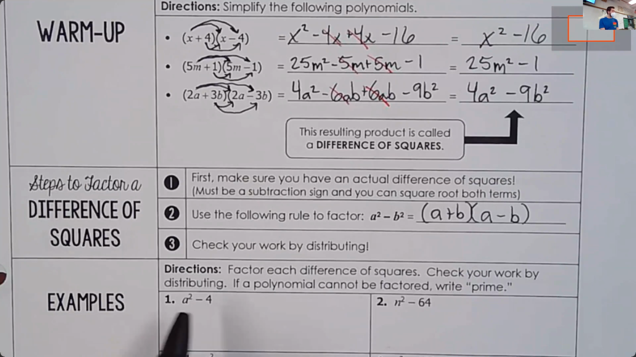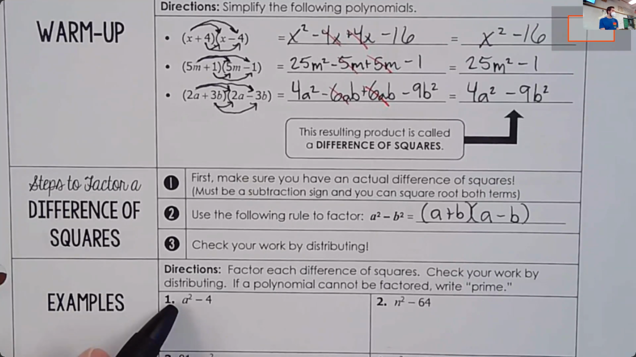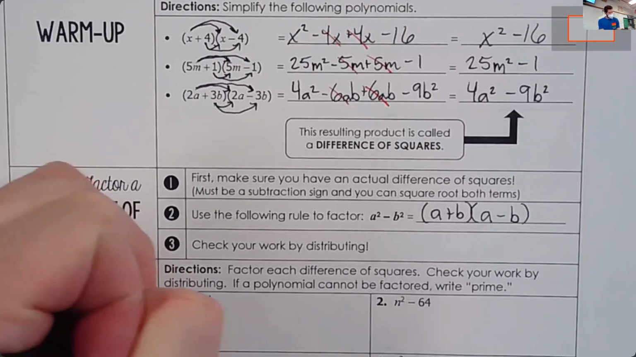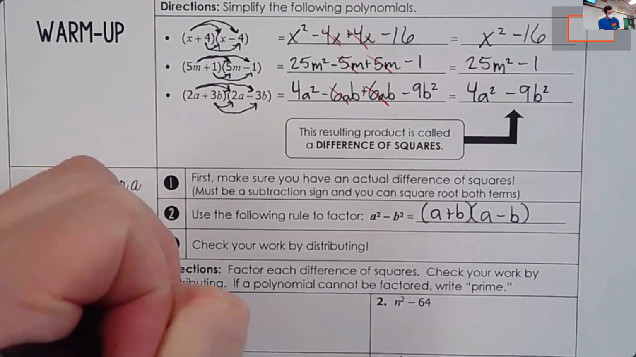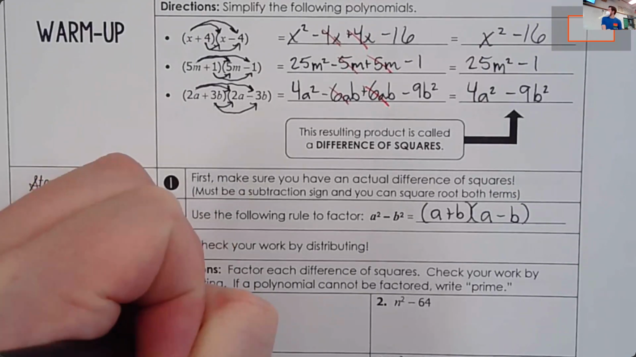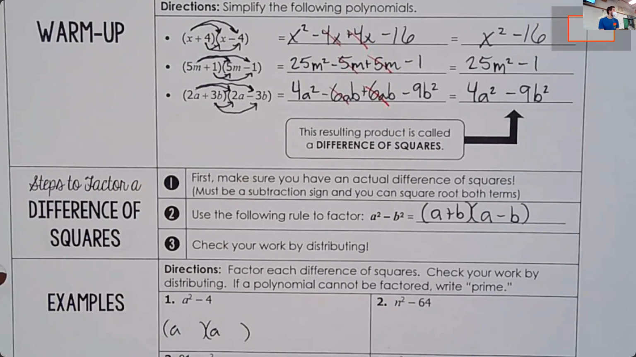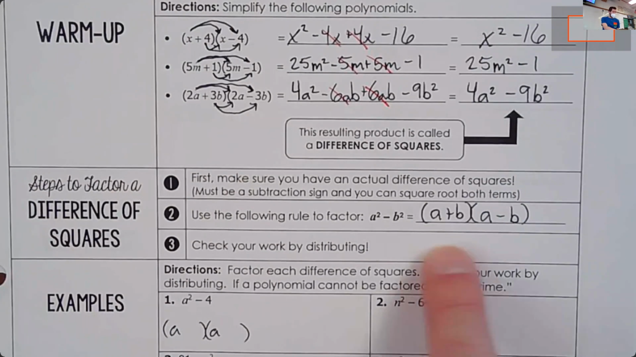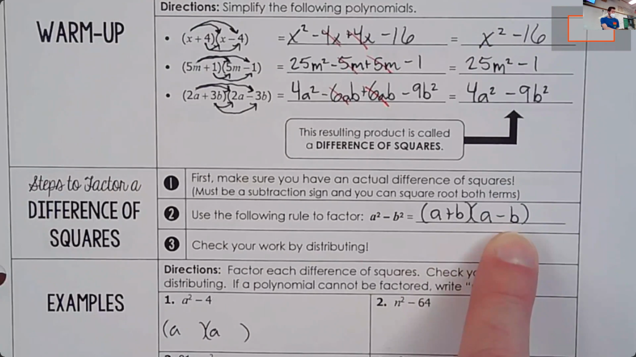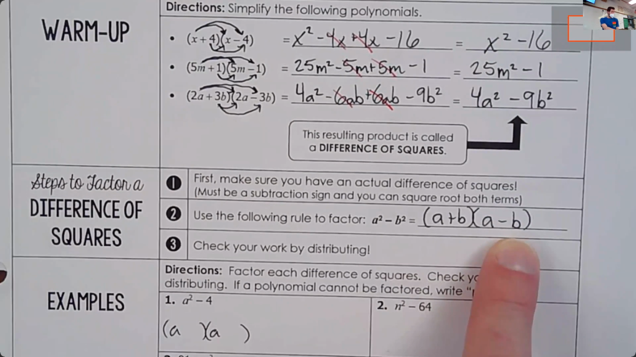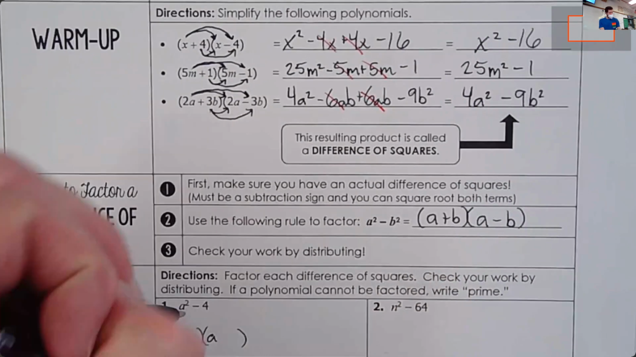So what multiplies by itself to equal a squared? A times a, exactly. So we're going to set up two sets of parentheses. And the first term in each set is going to be a. And we're just following this guide right here from step 2. Literally this one is a and a, just like the example up here. And then we're going to have a plus in one of them and a minus in the other.